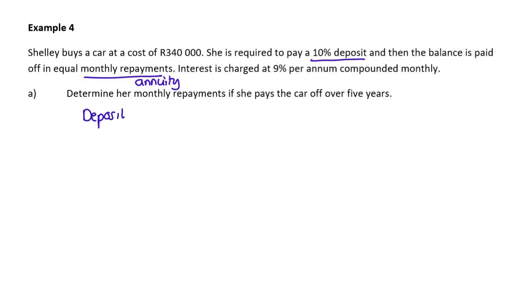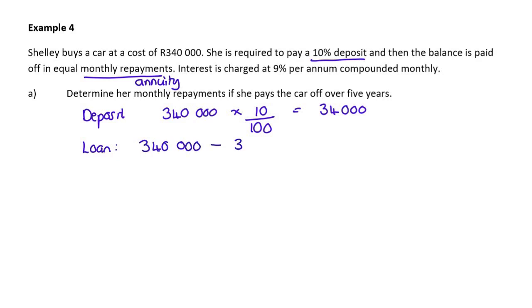So first of all, I need to work out my deposit. My deposit is 10% of 340,000 Rand, which is 34,000 Rand. So my loan that I'm taking is not actually 340,000 Rand. It's 340,000 Rand less the deposit because you've paid some of the vehicle off, which gives me 306,000 Rand as my loan. And now it's a standard present value annuity calculation.